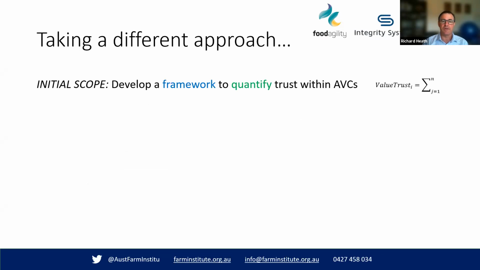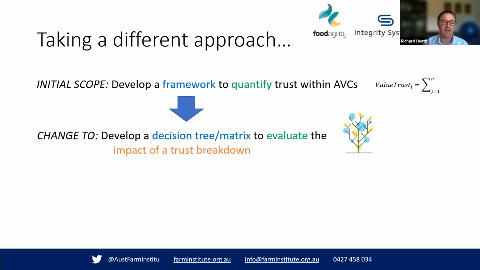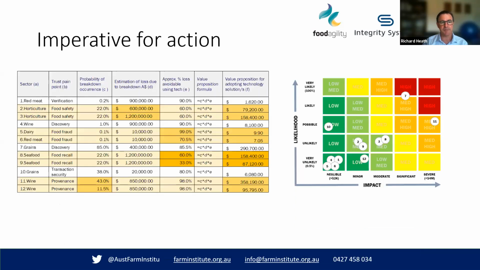So at that point, we looked at the original outputs from the project and understanding what we were trying to do, and we realized it was time to take a different approach. The initial scope was to develop a framework to quantify trust within AVCs. We changed that to developing a process to evaluate the impact of a trust breakdown. So it's more of a self-evaluation and ability to incorporate risk attitudes that could be more appropriate for a diverse range of organisations and commodities, and also provided more of an ability to analyze the systemic versus transactional trust elements.